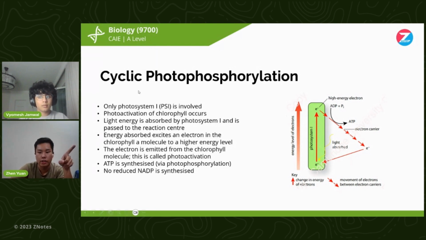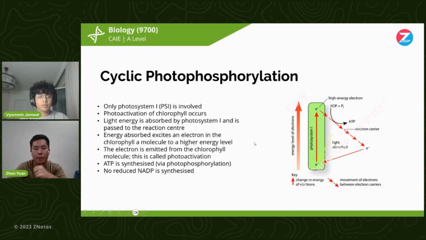So photoactivation is just, in this case, to activate the electron in, as I said previously, the reaction center, or more specifically, the chlorophyll A of your photosystem. Remember the clusters of photosynthetic pigments, so that it can be emitted. Light energy is absorbed by photosystem 1 and is passed to the reaction center, as I've mentioned. And the energy absorbed excites an electron in the chlorophyll A molecule to a higher energy level.